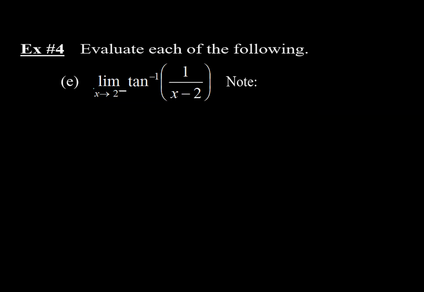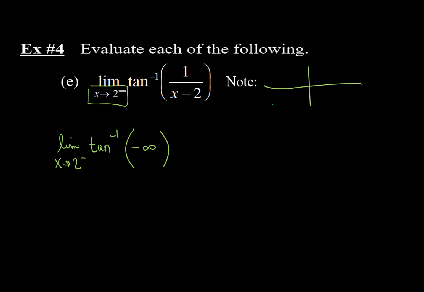Similarly, in the next screen, if we have x approaching 2 from the left, using the graphs and information that we had previously, this is like saying the inverse tangent of negative infinity. And again, if we look at the graph of the inverse tangent, for negative infinity, this thing is approaching the horizontal asymptote of negative pi over 2. So this one's going to be equal to negative pi over 2.